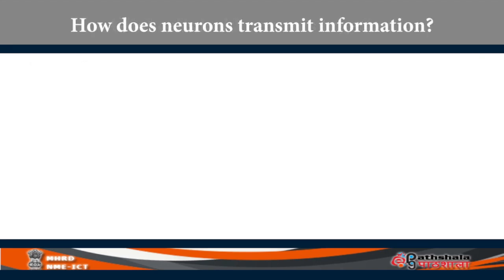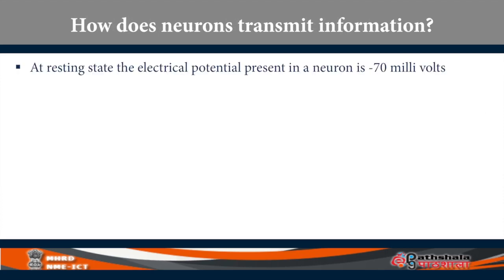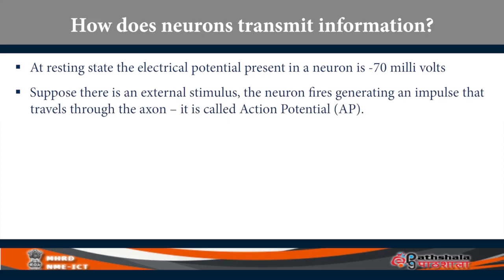So, how exactly do neurons transmit information? When you are just lying down, there is no activity, you are closing your eyes, you are at resting state, the electrical activity within a neuron is about minus 70 millivolts. Now suppose there is an external stimulus, somebody pinches you or you see some flashlight, then there is a change in the electrical activity. From minus 70 it might go to minus 90.